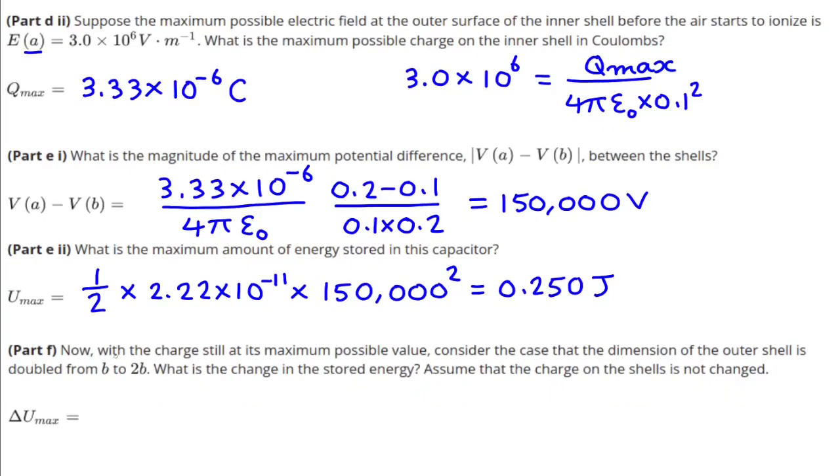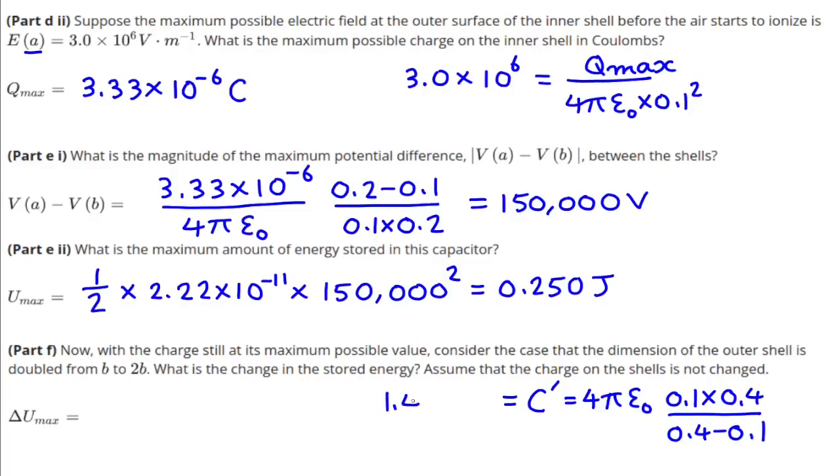Now with the charge at its maximum possible value, consider the case that the dimension of the outer shell is doubled from B to 2B. What is the change in stored energy? And assume the charge on the shells is not changed. Well, to get the maximum stored energy, we'll get the new capacitance, so we'll just call that C prime. So it'll be 4 pi epsilon naught multiplied by the radius of the inner shell by the new radius of the outer shell, which is 2B or 0.4 over 2B minus A. So that gives 1.48 by 10 to the minus 11 farads.